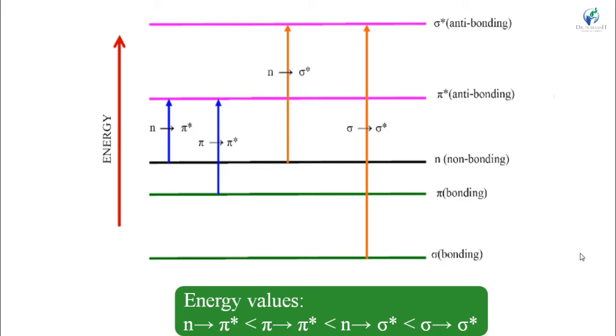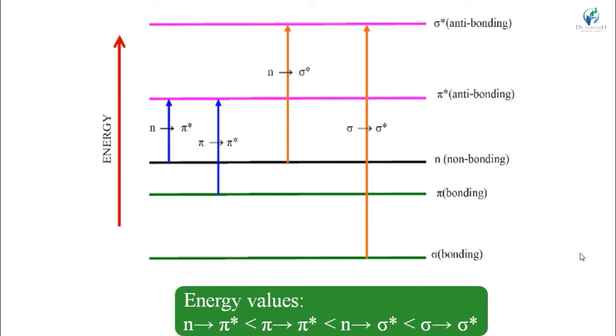Energy rises from sigma to sigma star. So we can easily say that the energy needed for the n to pi star transition is least and for the sigma to sigma star transition is highest, because the energy difference between the n and pi star orbitals is least and the energy difference between the sigma and sigma star orbitals is highest. Here the energy values needed for the transitions are in increasing order from n to pi star, pi to pi star, n to sigma star and sigma to sigma star transition.